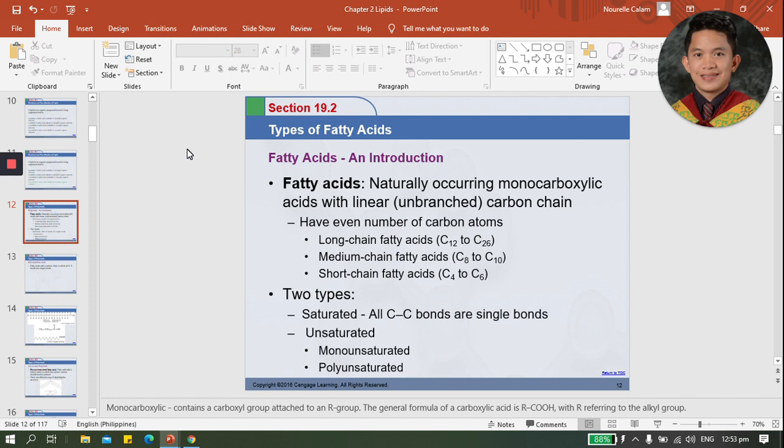So unlike carbs, wherein some types of carbs have branches, all fatty acids occur in linear carbon chains, so all of them do not have branches within their structure. And it is important to note that fatty acids are naturally occurring monocarboxylic acids. So what does this mean?